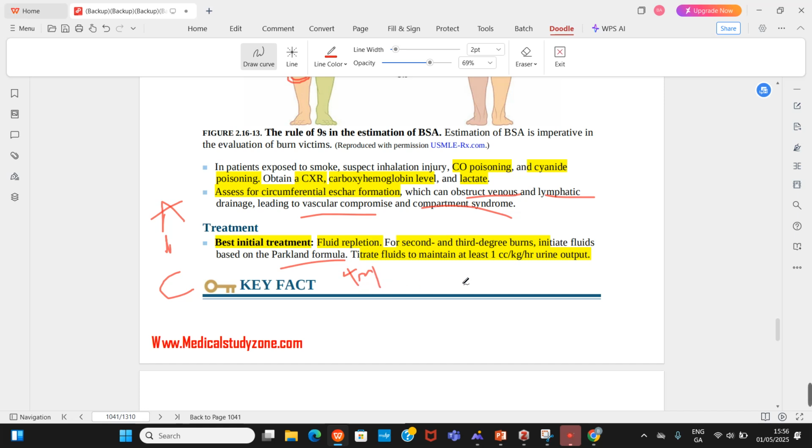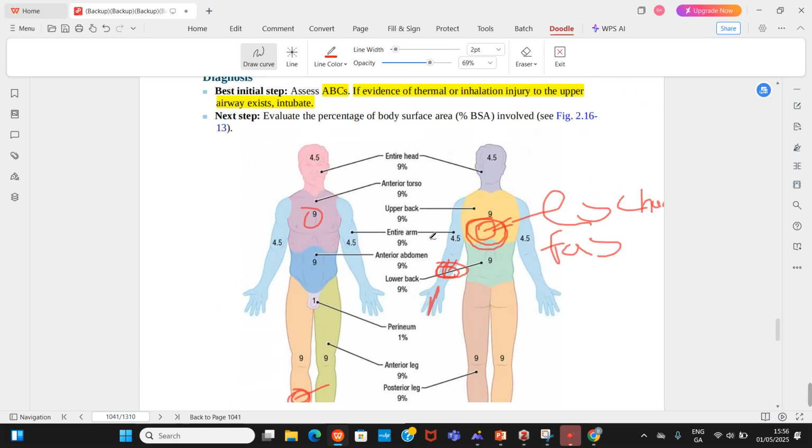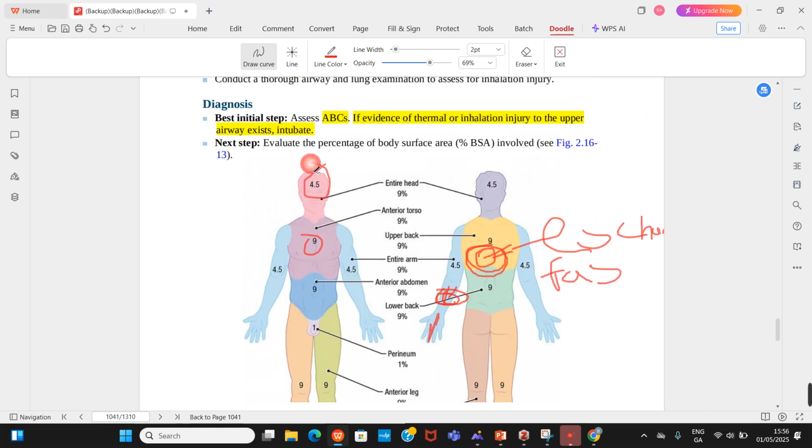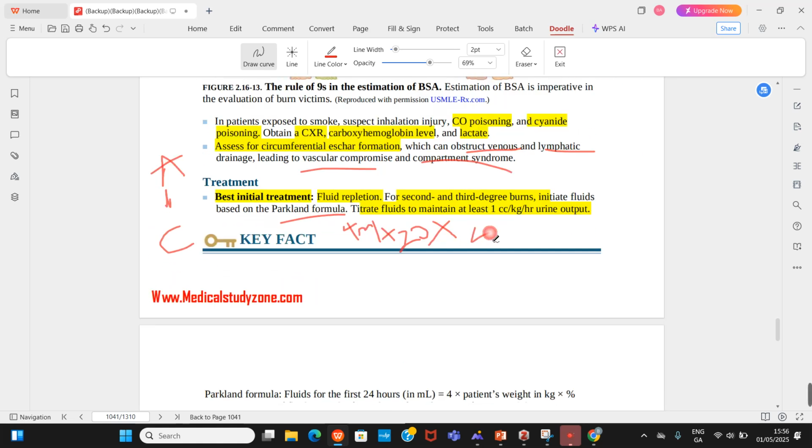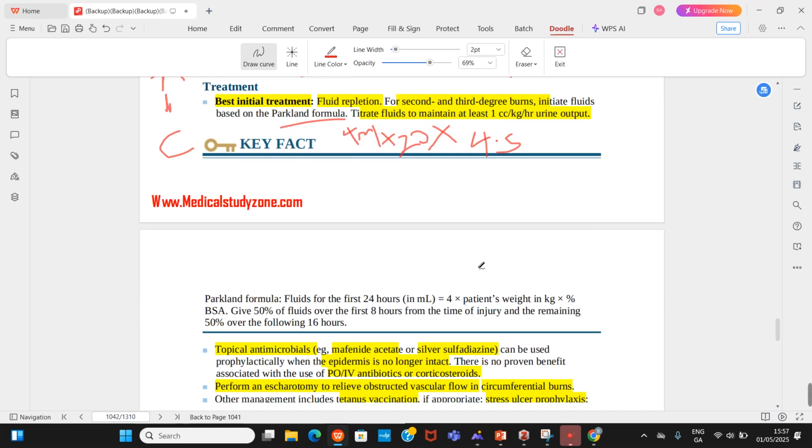So this person is 20 kg. 4 ml times 20 times... what's the body surface area of the burn injury? Oh, the burn injury is just affecting only the head. So that's 4.5%. Just come here and put 4.5% as the surface area, and we multiply. So this is it: 4 times patient weight times the percentage BSA.